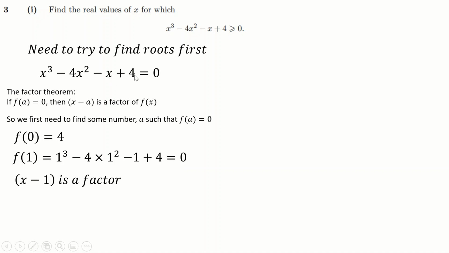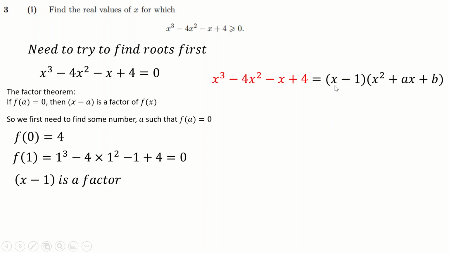So this cubic here factors into x minus 1 times some quadratic. I know that because 1 is a root. I've found my first root, and I can find the other two later. And this is how I'm going to do it. You could do some polynomial division here. Lots of you will be comfortable with that.